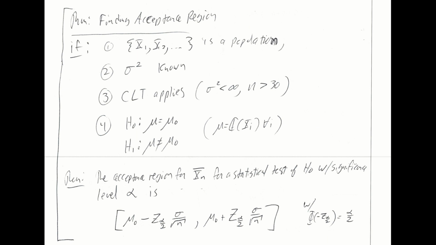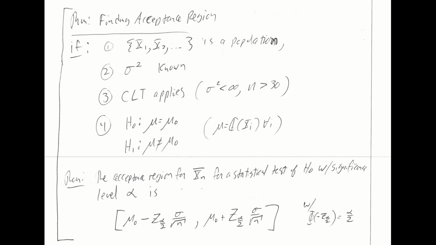So, summarizing our findings here, this is the theorem that's going to give us the acceptance region for a significance level of alpha. For a statistical test of hypothesis using sample mean as the test statistic, where the null hypothesis asserts a value for population mean. So if you have a population, your variance is known, the central limit theorem applies, so variance is finite and N is greater than 30, your sample size.